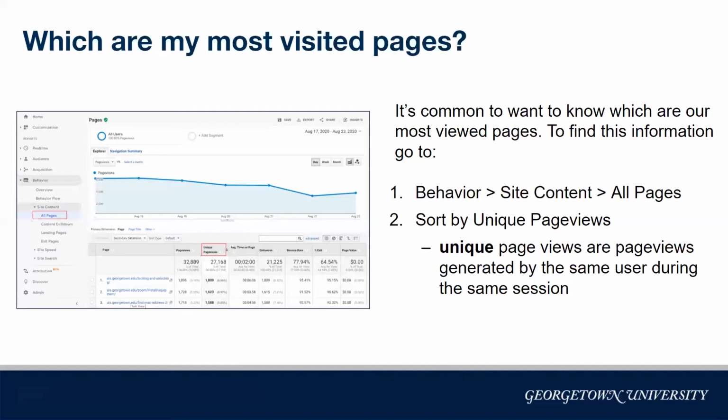And so if you do decide that you want to sort by unique page views instead of page views, all you have to do is click on this gray space over here on unique page views, and it will sort it by most unique page views to least unique page views. And if you want to sort from descending to ascending, go ahead and click on the gray space again, and it will do that for you.